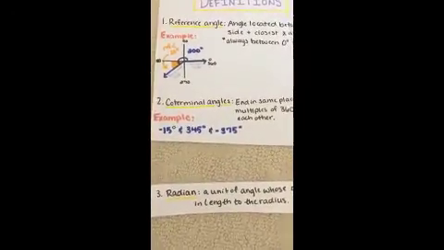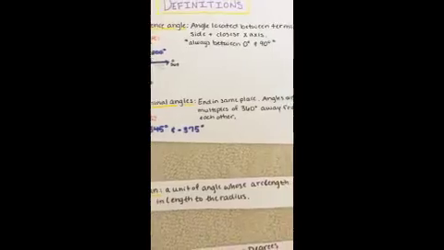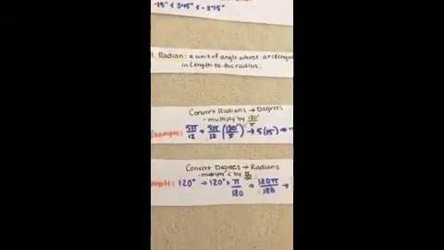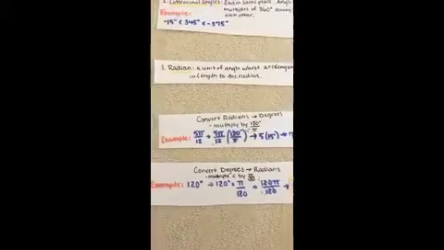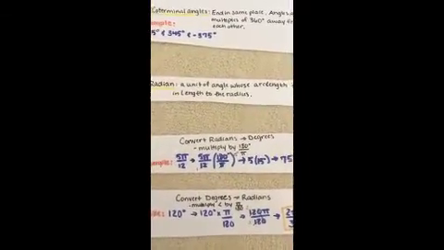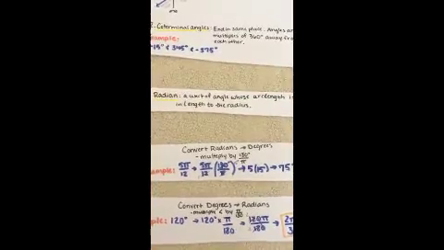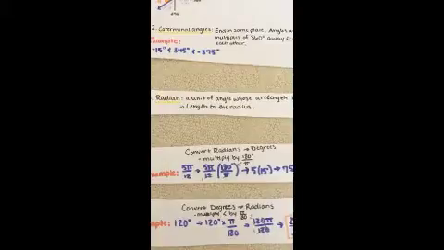The last definition is a radian. It is a unit of angle whose arc length is equal in length to the radius. When talking about radians, we can talk about converting radians into degrees and converting degrees into radians. So when you want to convert from radians to degrees, you would multiply that value by 180 degrees over pi.